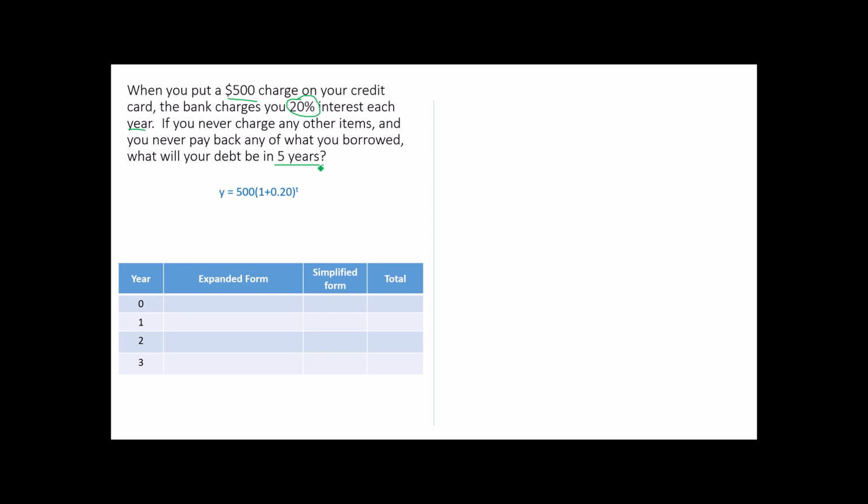Notice, just like the exponential growth problem on the previous slide, we started with a certain amount, 500. We are going to owe 100% of that amount, but the amount we owe is going to increase 20% every year, so that what I end up owing at the end of 1 year is 120% of what I started with.